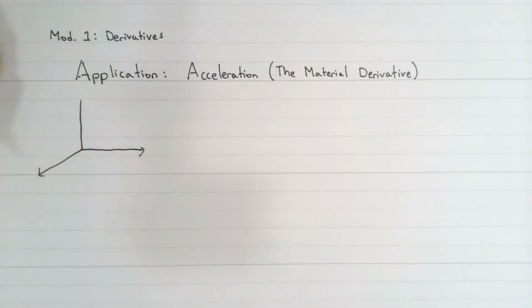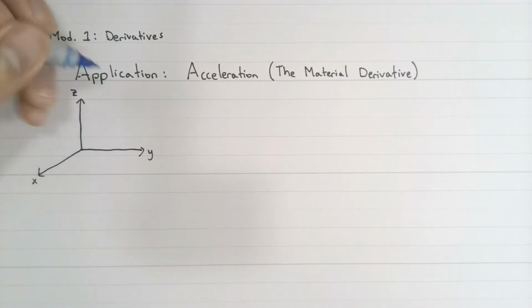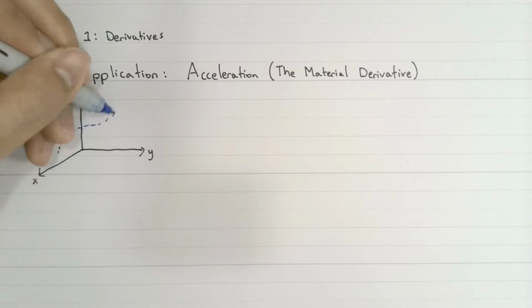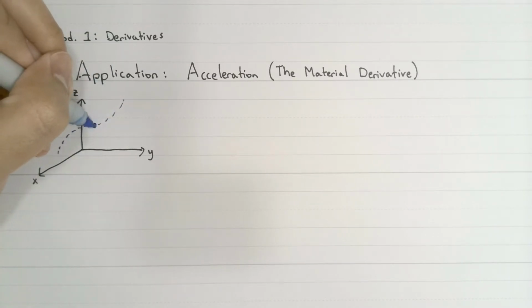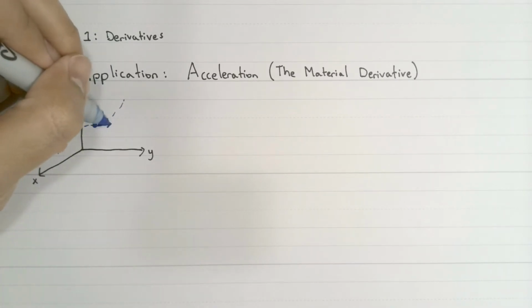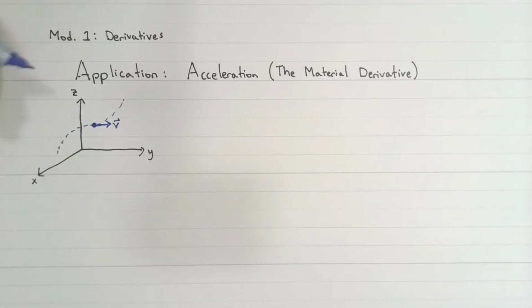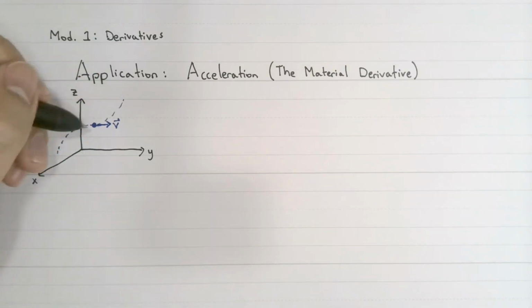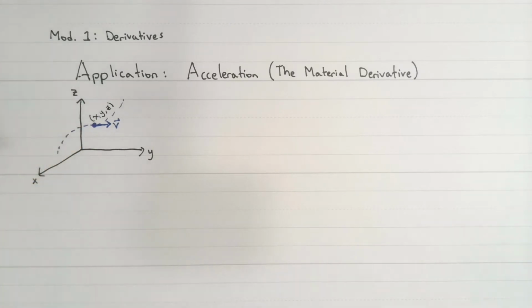You see, in fluid mechanics, we will sometimes study velocity as a function of position and time, which means that if we have a fluid particle moving in a three-dimensional Cartesian space, then the velocity will be a function of its position, which is determined by the variables x, y, and z. And it will also be a function of time.